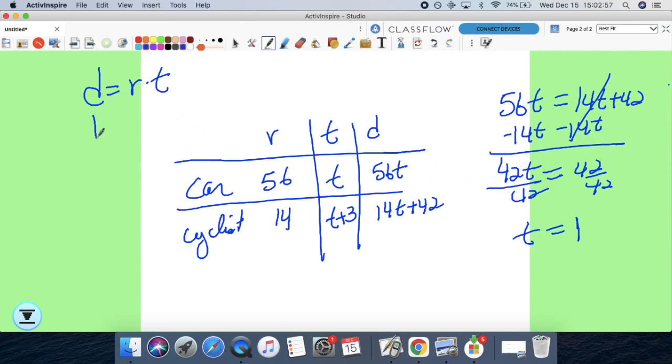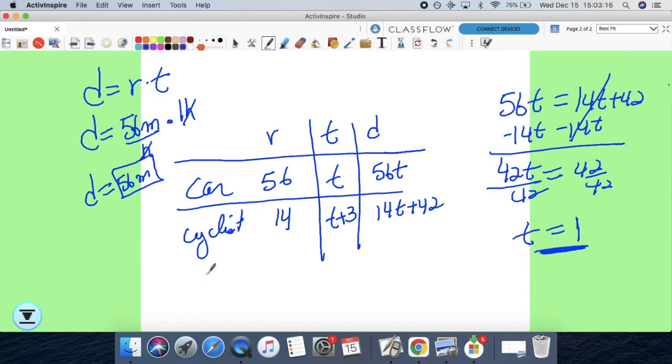So distance equals the rate, and the rate the car is driving at is 56 miles per hour. And he's driving for 1 hour, right? Because that's what we found. So if we multiply those two, well, 56 times 1 is 56, and obviously miles, because the h and the h cross out. So the distance, how far from the starting point the car overtook the cyclist, is 56 miles.